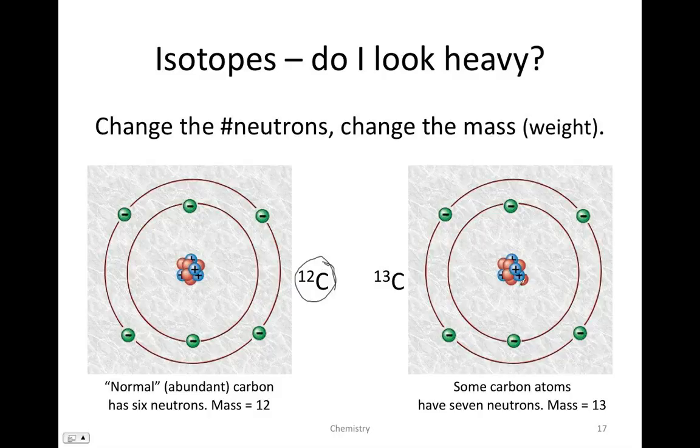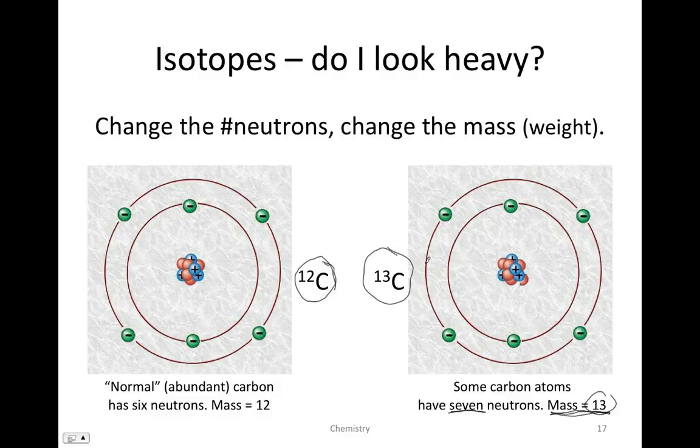But some carbon atoms have an additional neutron. They have 7 instead of 6. So 6 protons, 6 electrons, but 7 neutrons. Now does that change its charge? No. Does it change what it is? Does it make it not carbon? No, it still has 6 protons, so it's still carbon. But now it has a different mass, a mass of 13. So this is carbon 13.